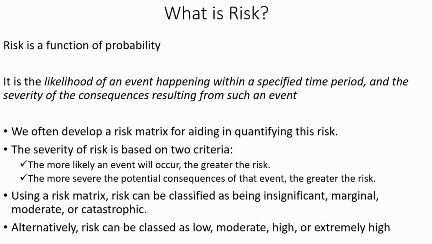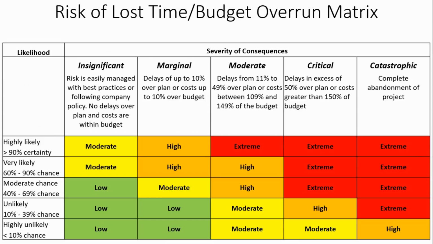Or alternatively, you can call it low, moderate, high, or extremely high. There's various adjectives to describe risk. Here's an example of a lost time or a budget overrun matrix. So, a risk matrix. On the left-hand side, you'll see that the column is entitled likelihood.